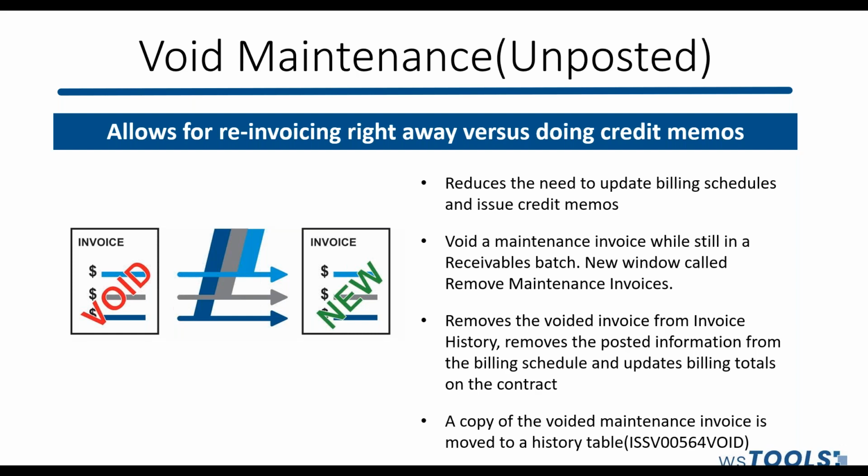The number behind that. Well, if you have not posted that particular batch yet, you can go into the batch window, and we have added a new window there where you can choose which of your invoices you would want to void per se and have them delete out of that batch, but also still updating your billing schedules back over in service so you could rerun your invoice correctly a second time. And again, we'll store all of that information in a history table as well.